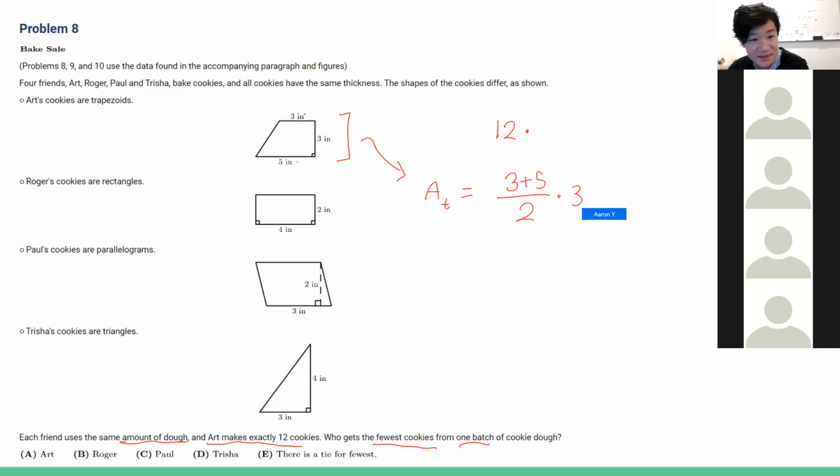So it's very similar to a rectangle. Rectangle is base times height, but here we have two different bases, right? So we need to take the in-between, right in the middle of those two bases, and that's the average.